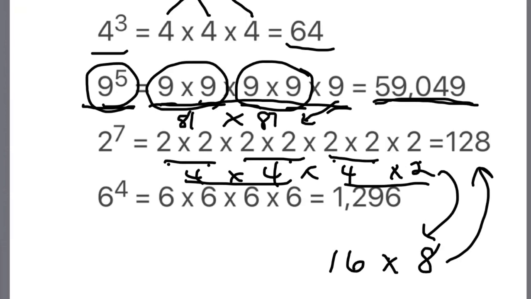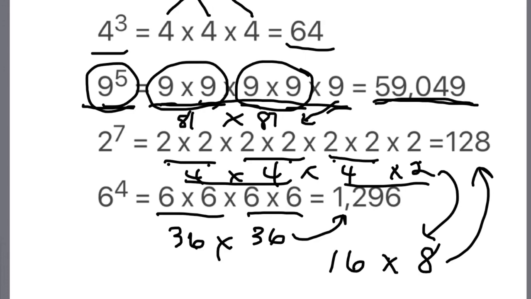The last example we have is 6 to the power of 4. You have 6 times 6, which is 36, 2 6's, and then 2 more. 6 times 6 is 36. 36 times 36 is 1,296. Hopefully you guys understand how to solve exponents.